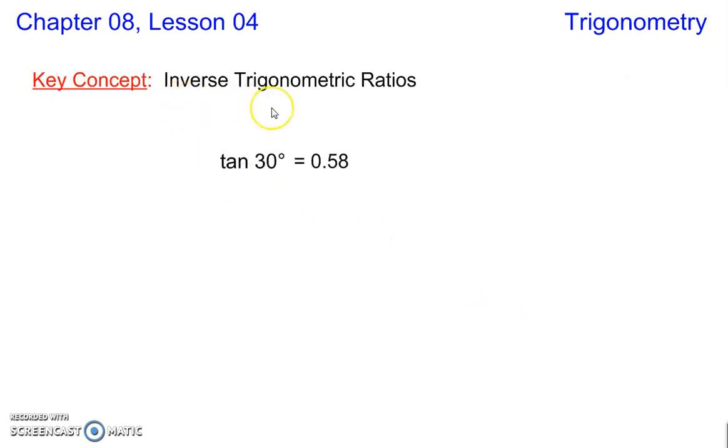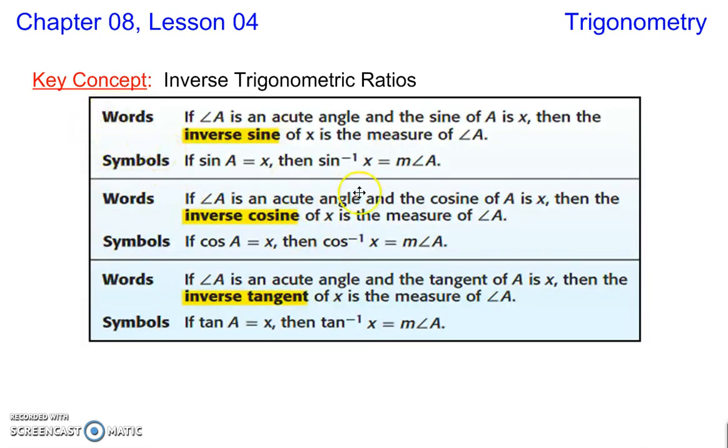Now, the inverse trigonometric ratios. If I know that the tangent of angle 30 is 0.58, then on the flip side, the inverse tangent of 0.58 is 30 degrees. So if I can find the tangent, then I can find the angle. We have that same thing for sine and cosine. The inverse sine of that measure is the angle. In order to find that, there is a key. We use the second key on your calculator. If sine A is 0.3, then the inverse sine of 0.3 is the measure of that angle.